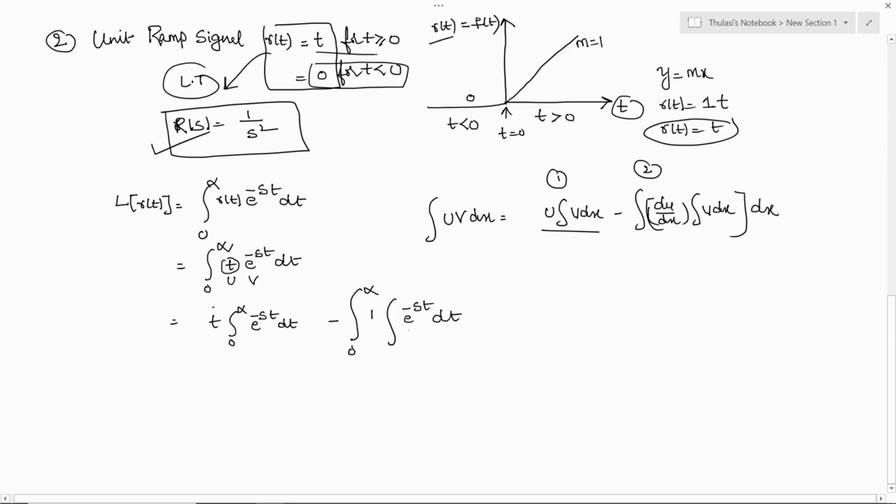So first we'll try to perform the integration for this term. If you substitute here, this is infinity. So this value only I'm doing. This value is nothing but t times e to the power minus st. Already we have defined the integral of e to the power ax dx is equal to e to the power ax times 1 by a.